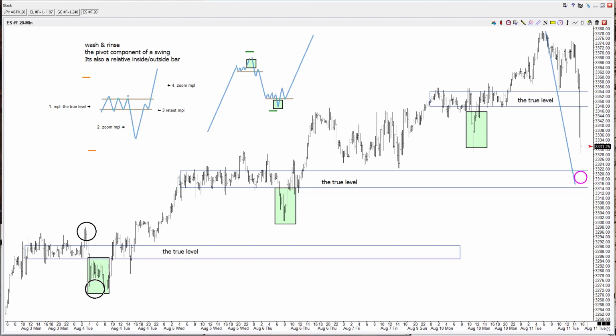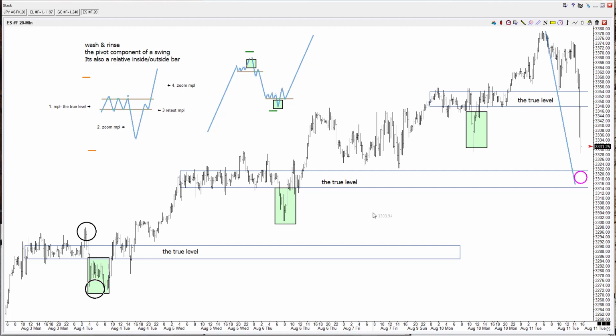All right, welcome back. I'll do a quick video today, just talking about how to find the true level of a market. This is an ES 20 minute chart that I had posted for our people on StockTwits around here. And I want to talk about how to simply see the true level of buyers and sellers at a market.